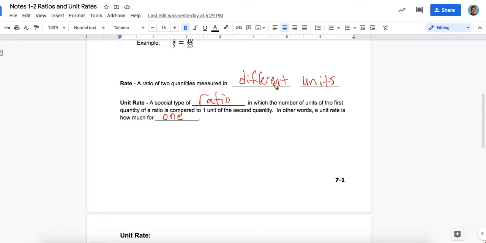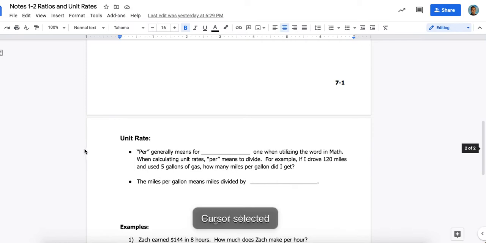And I was using miles and hours as my comparison for different units. And I can use that for a unit rate, miles per hour. Okay, if you want to know how many miles per hour you're going, you can take the miles divided by the hours, and that will tell you how much you're going for every 1 hour. Okay, go ahead and turn the page.